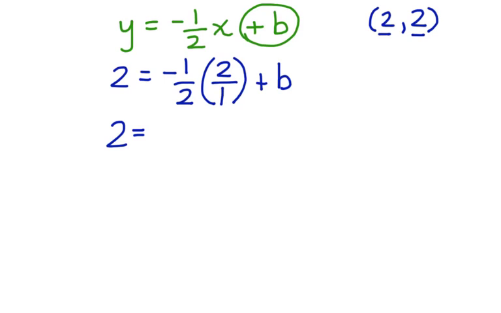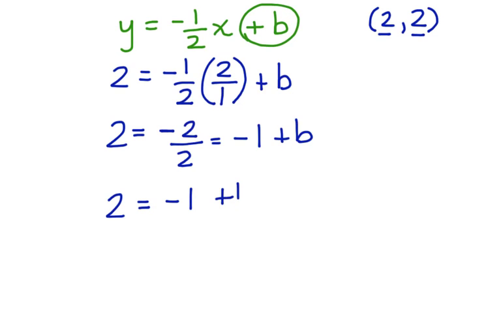Let's multiply our numerators. Negative times a positive, we already know our answer is negative. 1 times 2 is 2. 2 times 1 is 2. So this is equal to -1 plus b. Let's rewrite that whole thing. 2 is equal to -1 plus b.